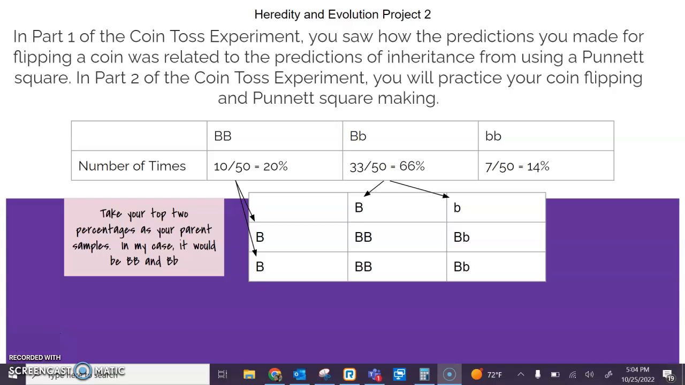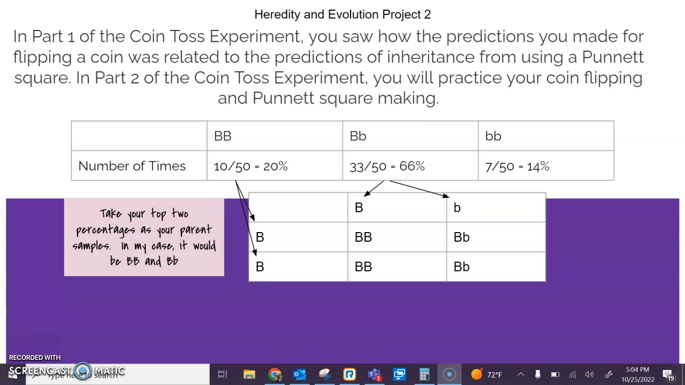Okay, this experiment is just a little bit more complicated. So let's start with this. This is Heredity and Evolution Project number 2. In part 1 of the coin toss experiment, we saw how the predictions made for flipping a coin were related to the predictions of inheritance from using a Punnett square. In part 2 of the coin toss experiment, we're going to practice coin flipping and Punnett square making.